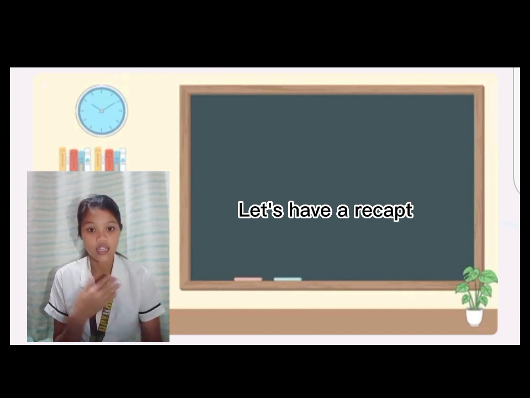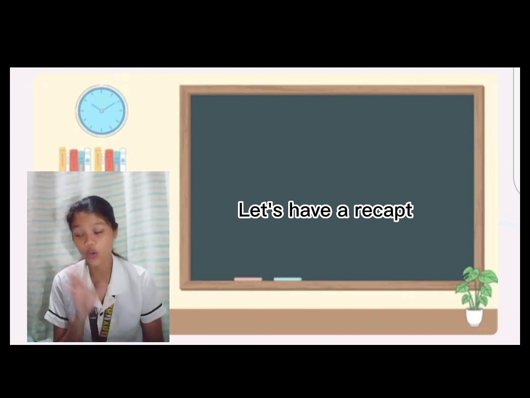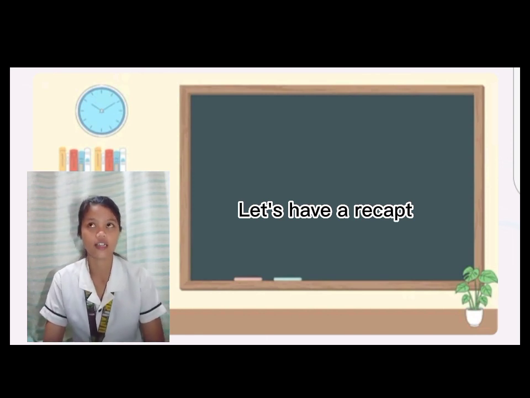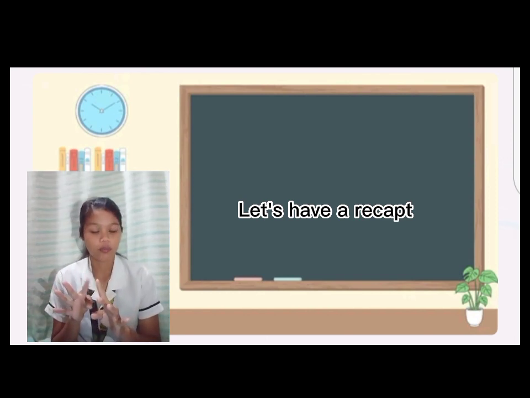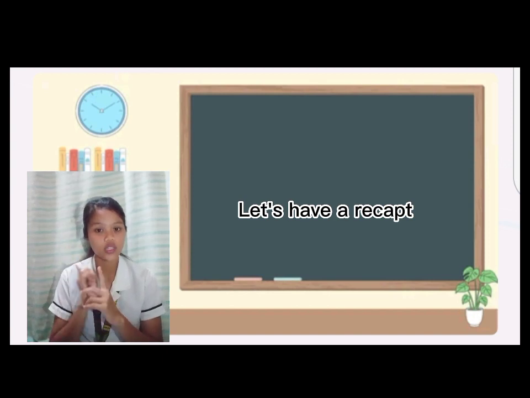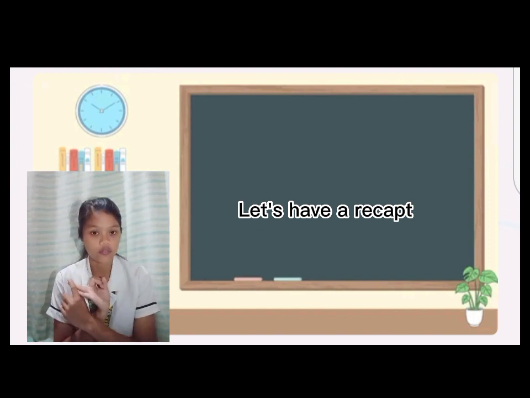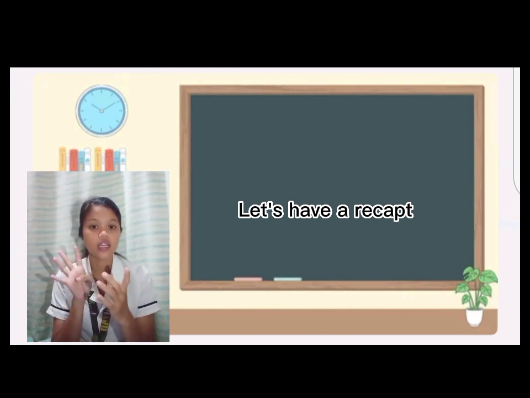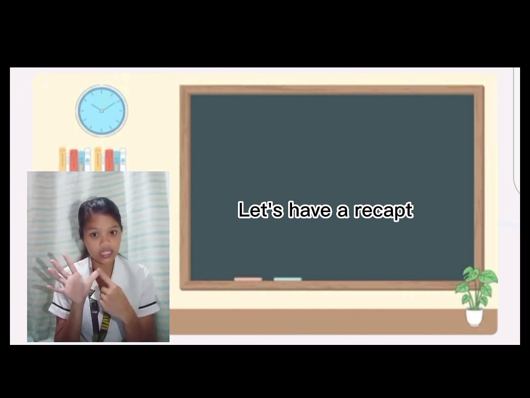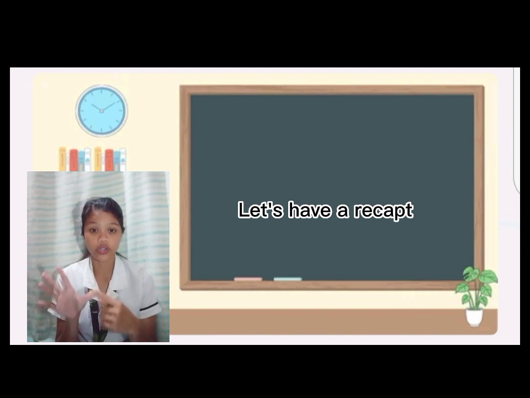Okay, let us review. Let's go back to the discussion. So what are the elements of the story? The plot, the theme, the characters, point of view, setting. Okay, so what is plot? Plot is what the story is all about. The theme is the dominant idea of the story. The characters are the people involved in the story. The point of view is how you look at the story, and setting is where the story took place.